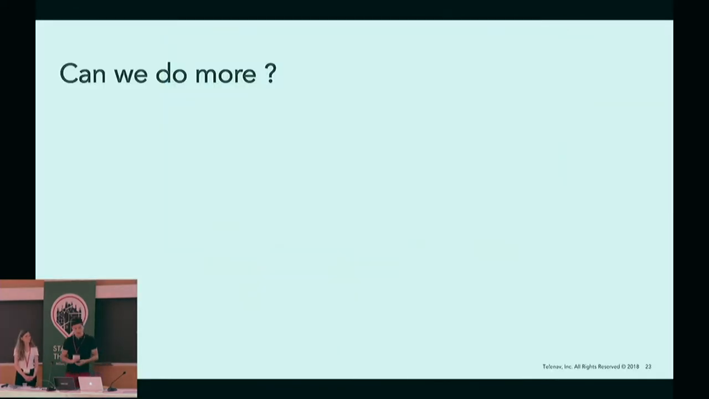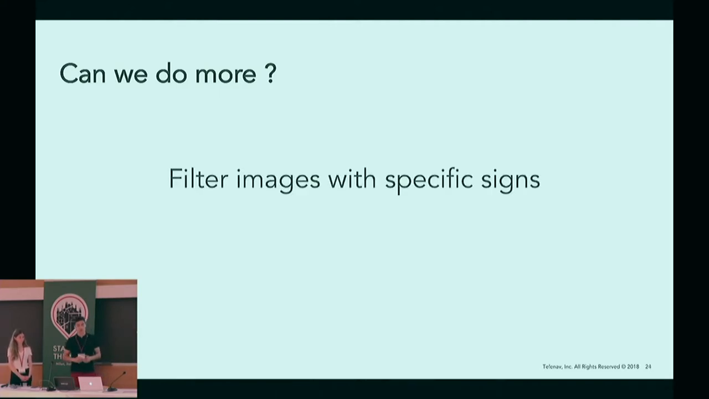But the question comes: can we do more? Can we make this process more efficient? And the answer is, well, of course, yes. Because we started with this task of being able to automatically filter images with specific signs in them, right? Because we don't want to manually review hundreds of thousands of images, because one, it takes a lot of time, and two, really, we could do it faster. So we believe that we have managed to do this by using this AI system.